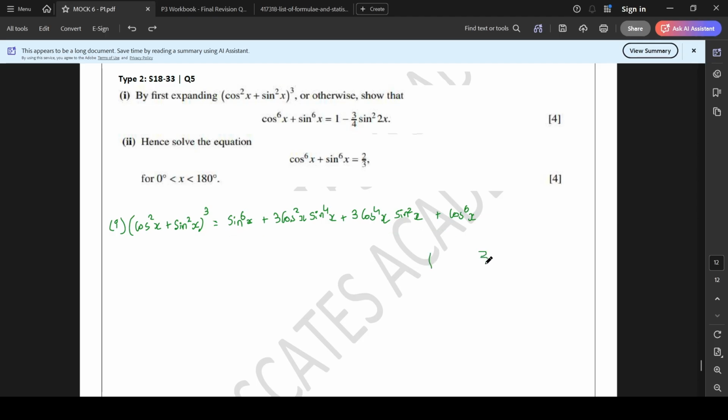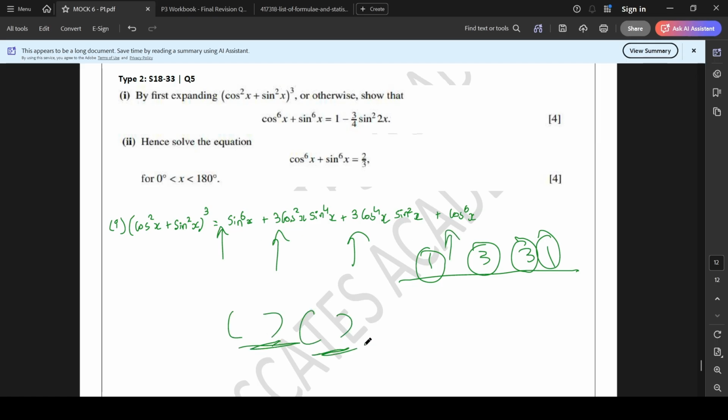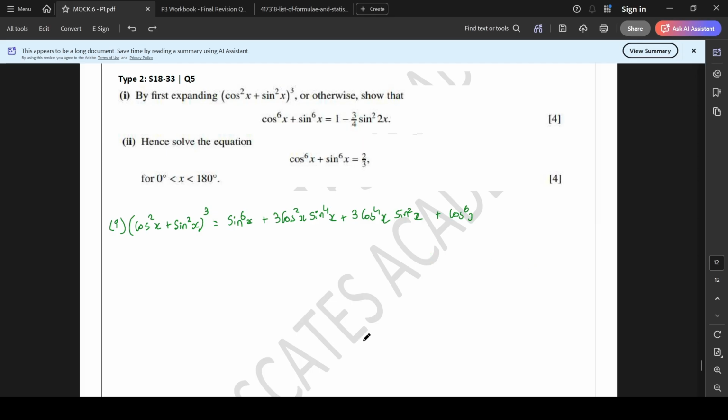Okay, I've used 1, 3, 3, 1 Pascal triangle. This is 3c0, 3c1, 3c2, 3c3. This is how I'm getting the coefficients of 1, 3, 3, 1. And then I'm applying the normal thing that you've learned in your AS level using the binomial formula.